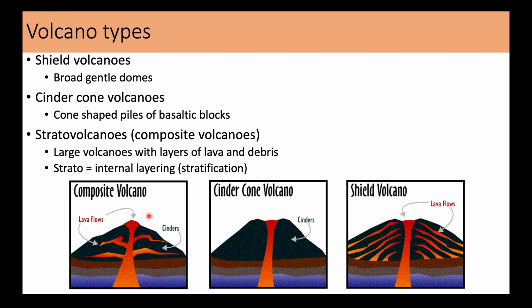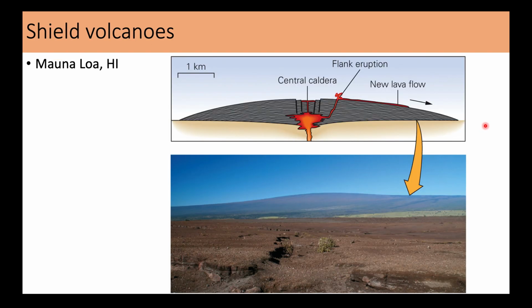They're very large, and they're layered generally with both lava and debris layers. So the word stratovolcano comes from "strato," which means that there's internal layering. So there's layering of lava, and then debris, and then lava, and then debris, creating a composite volcano.